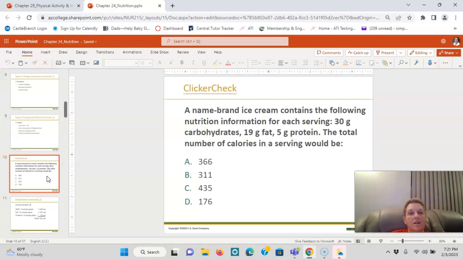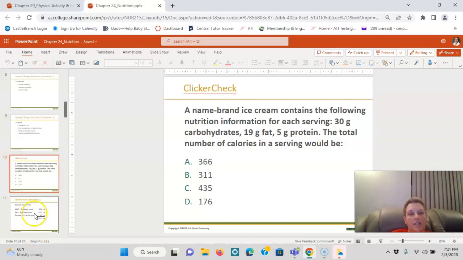Clicker check. A name brand ice cream containing the following information: 30 grams of carbs, 19 grams of fat, 5 grams of protein. The total number of calories in a serving would be. So, question, how many calories are in carbs, how many calories are in fat, and how many calories are in protein? That's something you just got to know.